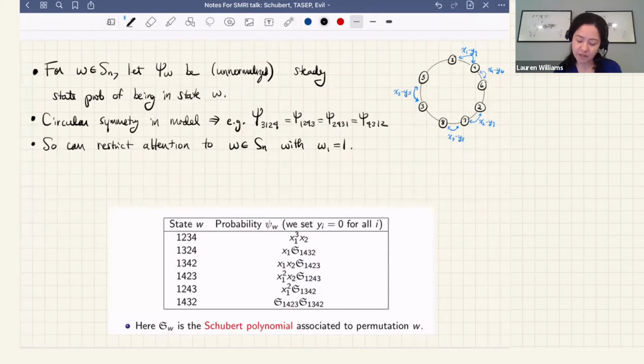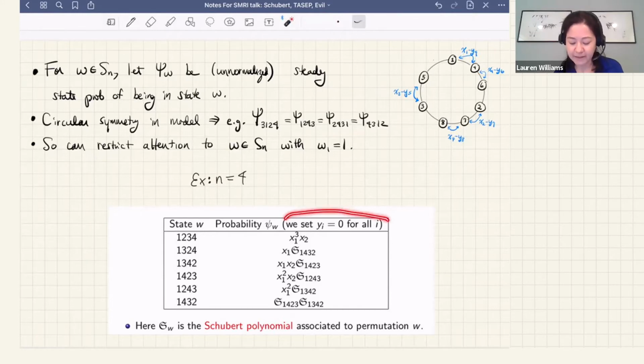Okay, so now let me just show what some of these unnormalized steady state probabilities look like. So this is the case N is 4, and of course there are 4 factorial different states, but by the circular symmetry, I can just write down the steady state probabilities for the states identified with permutations starting with 1. And these are the unnormalized probabilities that you get. Oh, sorry, and I should say, for simplicity in some of the examples, I'm showing the probabilities where I've set y sub i equal to 0 for all i.